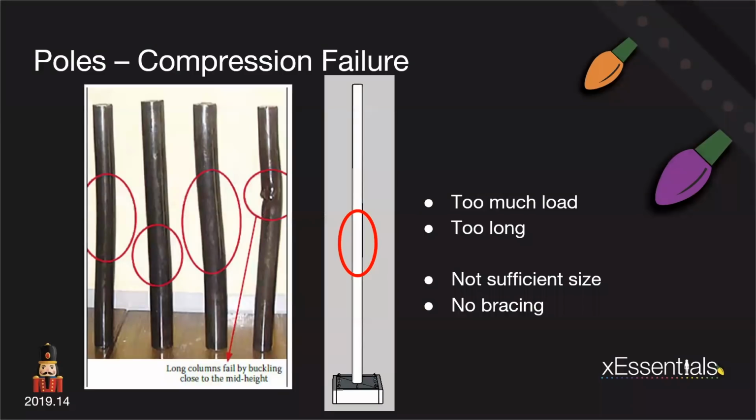Poles can fail in a number of different ways. The first thing I'm going to talk about is compression failure. When you put too much weight onto a pole, it's going to want to buckle. And these are some lab samples that were tested. Basically, the longer the pole, the more it wants to buckle close to mid-height.